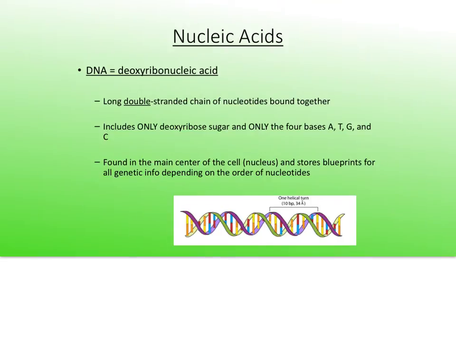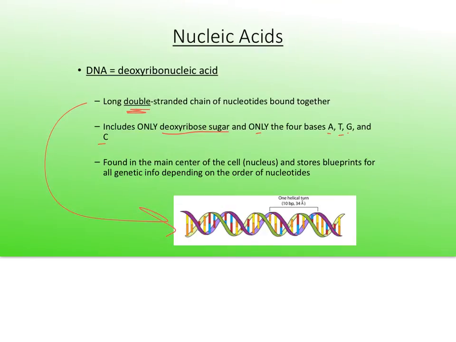So DNA, deoxyribonucleic acid, this is a long double-stranded chain of nucleotides bound together, giving us a twisted helix structure like you see here. When we look at DNA, it will have only deoxyribose sugar from the last slide, and it will have only the bases A, T, G, and C, not U.